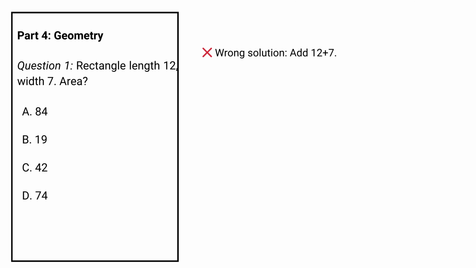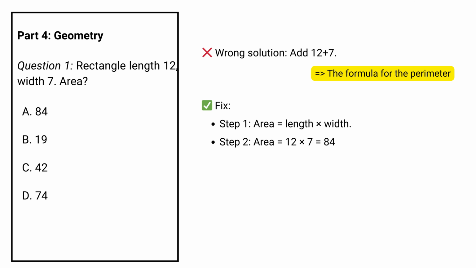A common mistake is to add the sides. 12 plus 7 equals 19, but that gives the perimeter, not the area. Correct explanation. Step 1. Recall the area formula: length times width. Step 2. Multiply 12 times 7. That equals 84. Step 3. Always check the units. It's square units because we're finding area. The correct answer is A, 84.